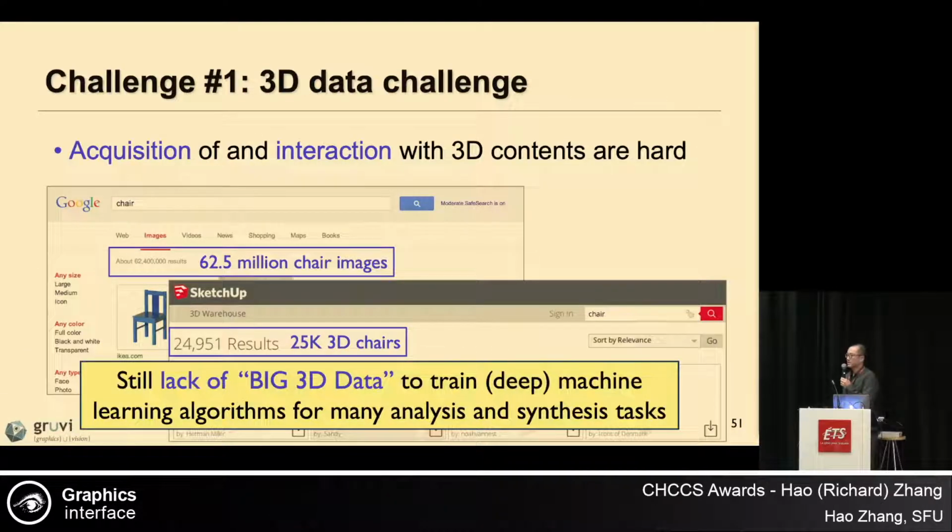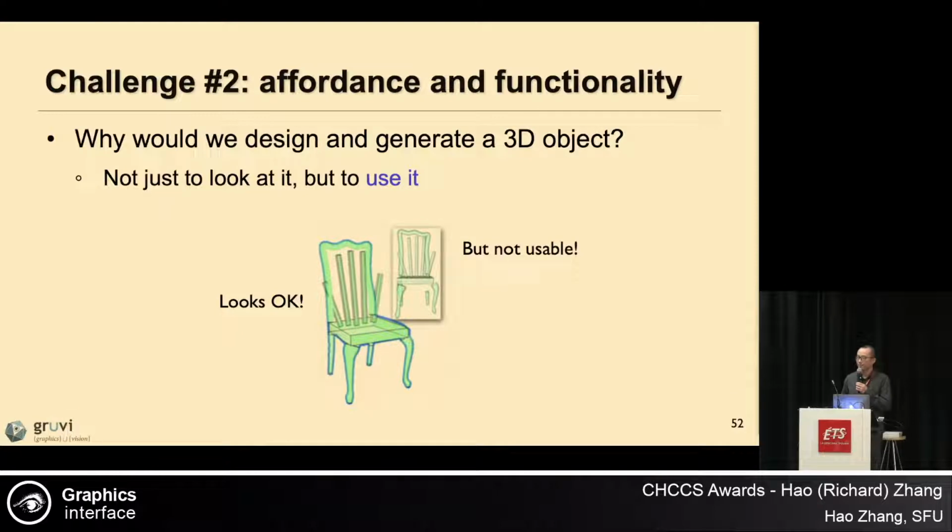The first challenge is the 3D data challenge: if you do a Google search for chair, you get millions of images returned. But if you do the same for 3D shapes, you probably get close to 100,000. It's much smaller. So we still lack the big 3D data to train deep learning algorithms.